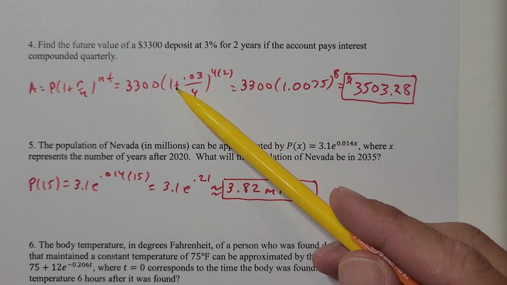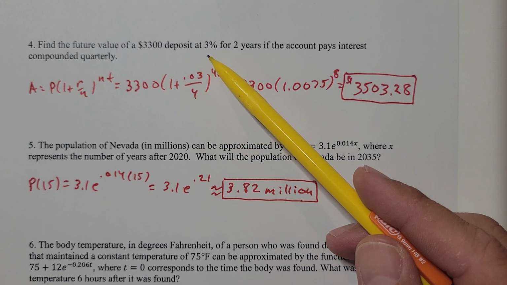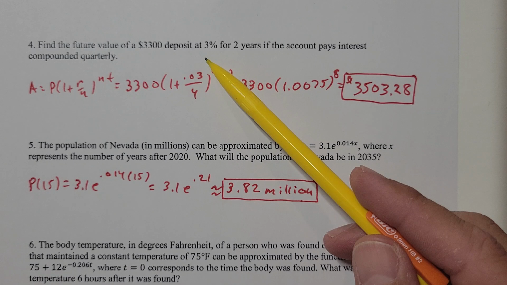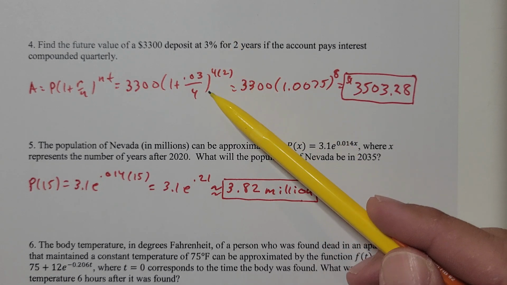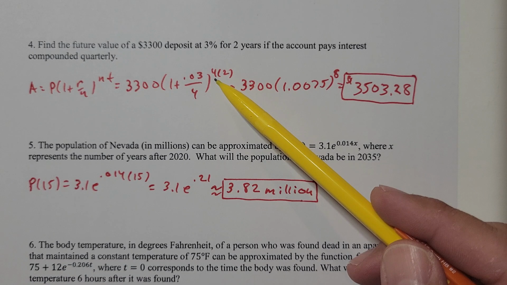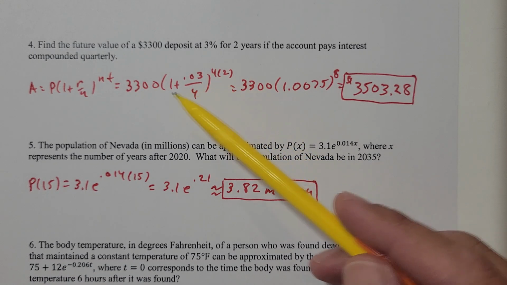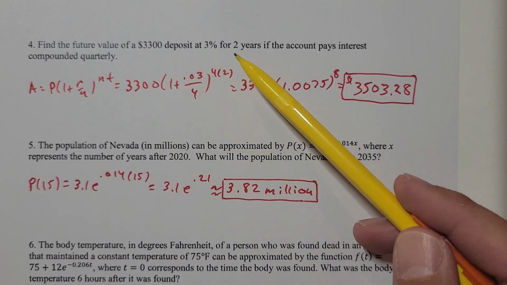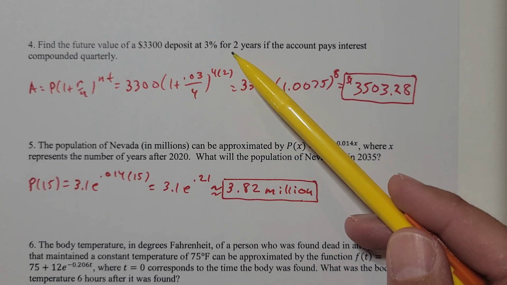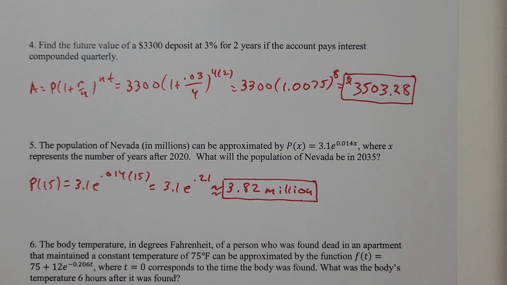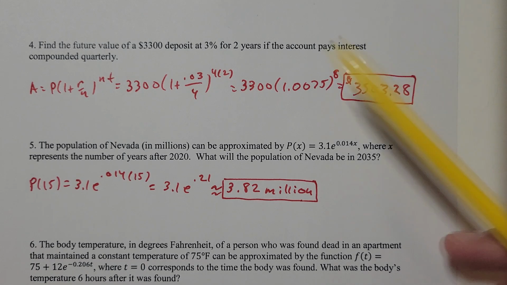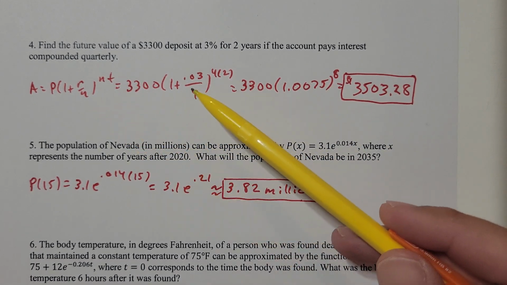And I'm multiplying that by 1 plus R, which is 3%, so as a decimal, that'd be 0.03. And then I'm going to raise that to the power 4, N is 4, times 2. T is 2. T is the time in years. R is the rate. N is the number of times that you're compounding in a year. And P is the present value.